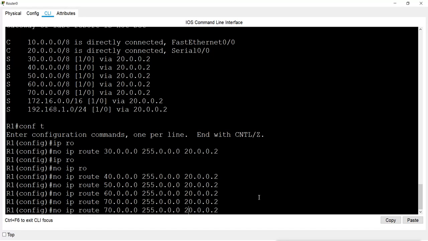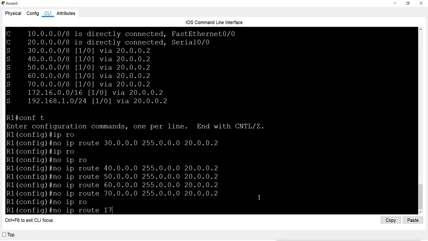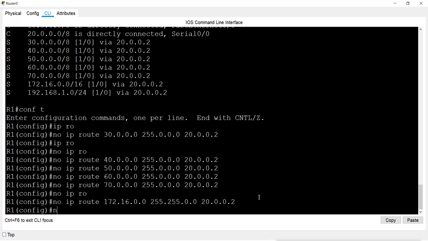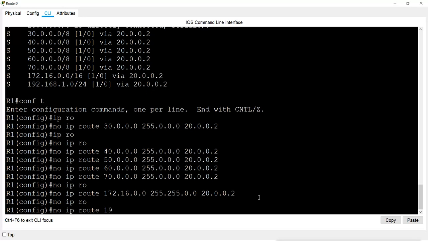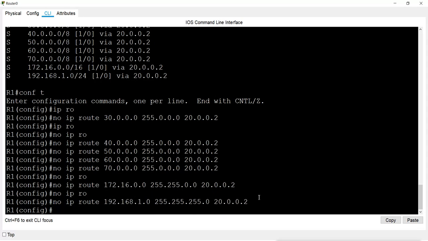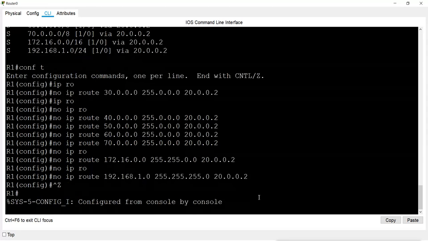Then we have others that are different from this. So no ip route 172.16.0.0, it is class B, and then the default gateway. One more, no ip route 192.168.1.0 with this subnet mask and with this gateway. So I removed all the networks one by one.